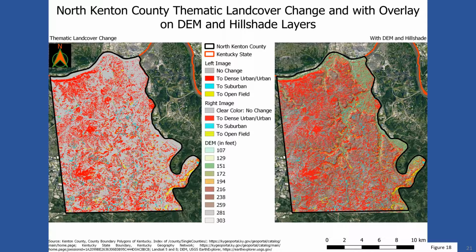For example, red symbolized classes such as suburban, open field, and dense forested areas have changed to dense urban class types. Based on the thematic land cover change map on the left in Figure 18, you can see that a lot of class types changed to urban areas, with dense groupings in the northwestern, western center, and southwestern parts of Northern Kenton County.